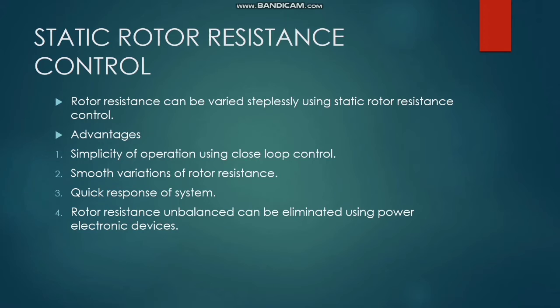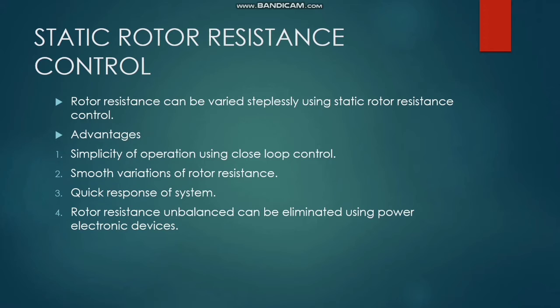Rotor resistance can be varied steplessly using static rotor resistance control. The main advantage of this method is that we can vary the rotor resistance steplessly. There are further advantages which are listed below. They are simplicity of operation using closed loop control. By using closed loop control, the operation can be very simple, with smooth variations of rotor resistance. We can vary the rotor resistance in a smoother manner, which will vary the speed of the induction motor.